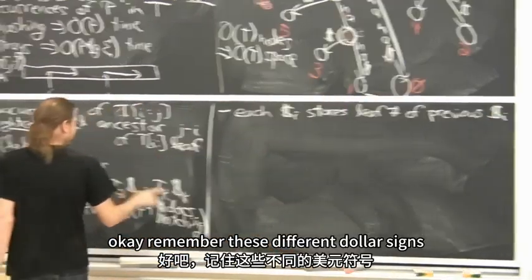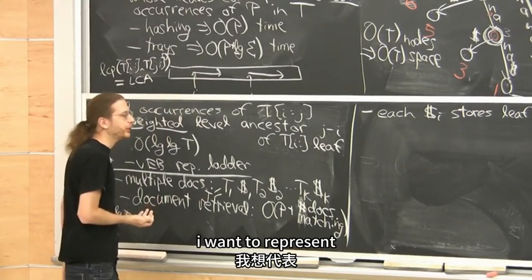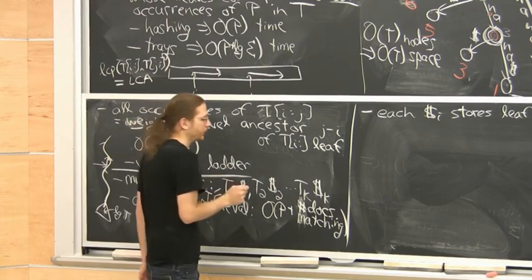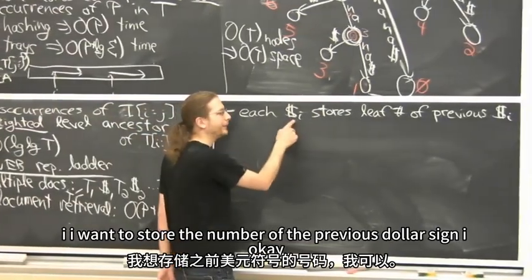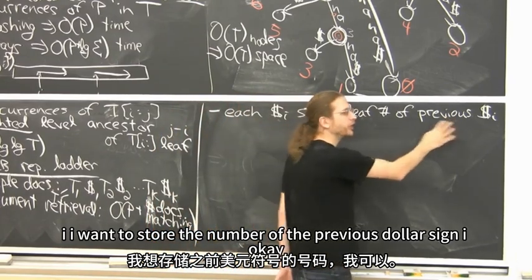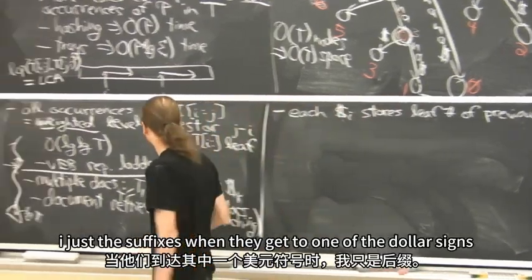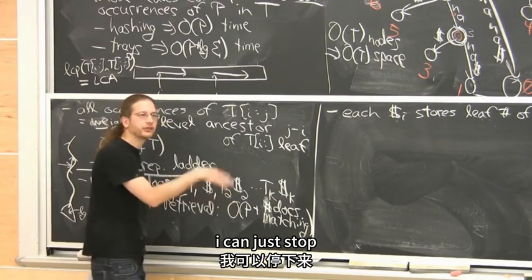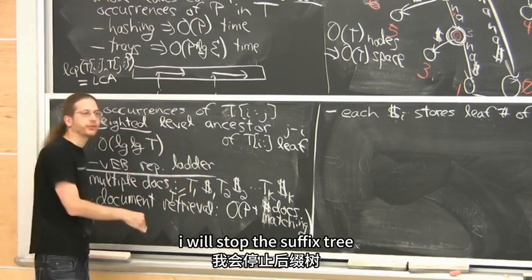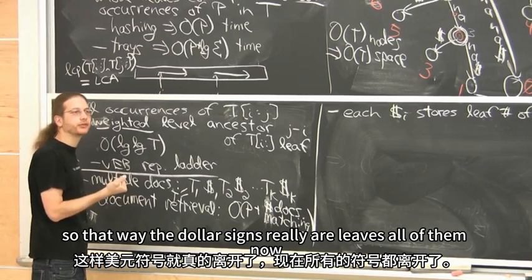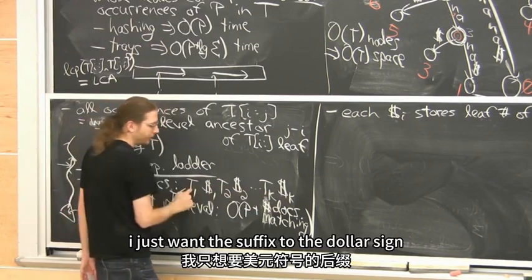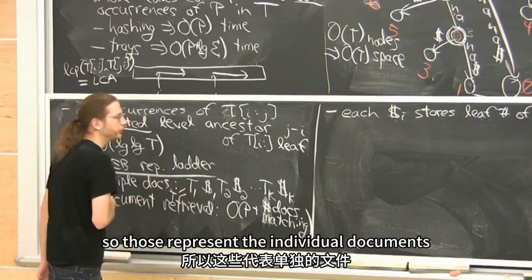Okay, remember these different $i represent different documents. In some sense, I want to remember which suffixes came from the same document. So at every one, I want to store the number of the previous $i. Let's suppose the suffixes, when they get to one of the $, I can just stop. I don't have to store the rest. I'm going to throw away. Whenever I hit a $, I will stop the suffix tree. So that way the $s really are leaves. All of them now become leaves. So I don't really care about a suffix that goes all the way through here. I just want the suffix to the $.